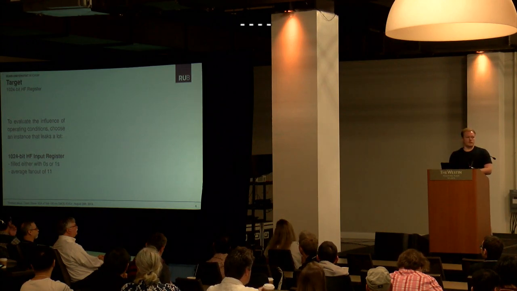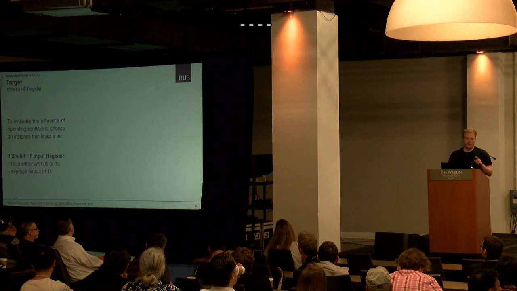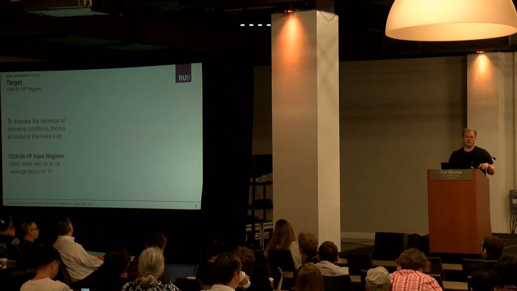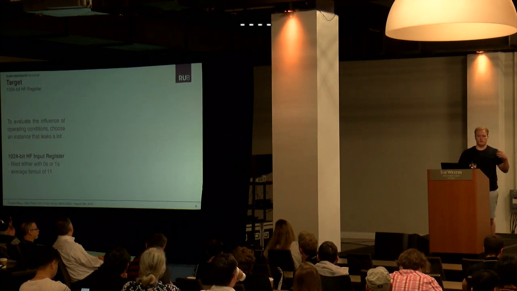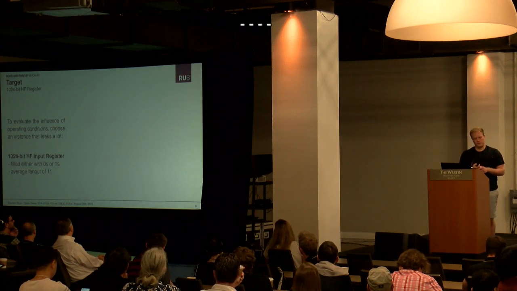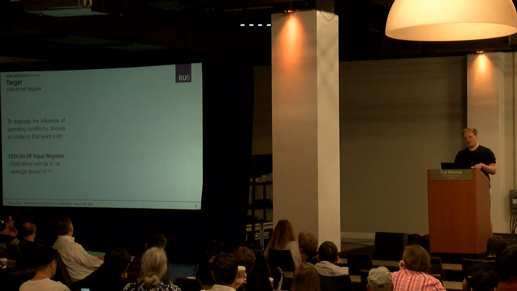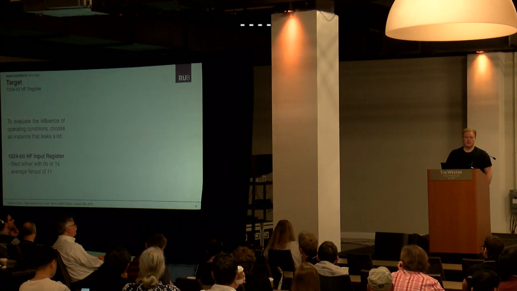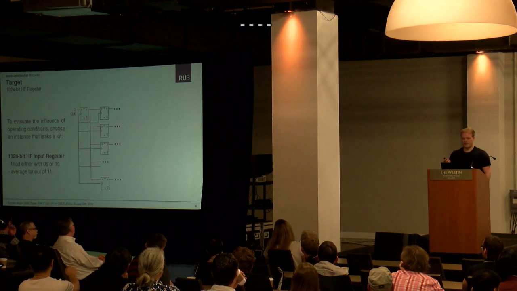We choose a 1024-bit high fan-out input register, and we fill it completely either with zeros or with ones. Then we measure the static power consumption and see whether we can distinguish those measurements. It's a high fan-out register because the cells, so the 1024-bit flip-flops, have an average fan-out of 11, and it looks, for example, like this.